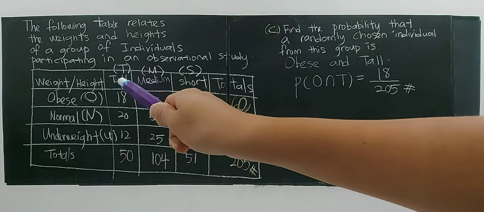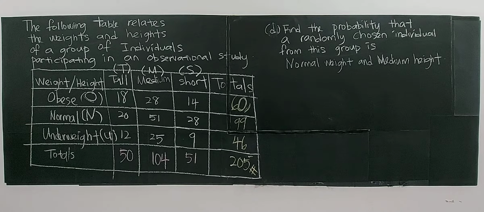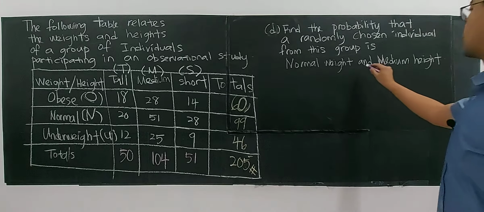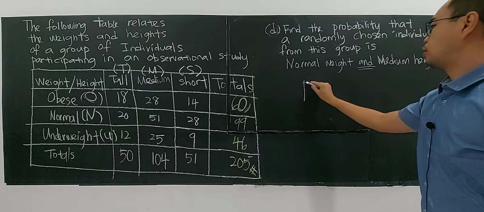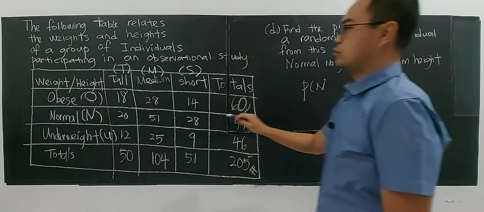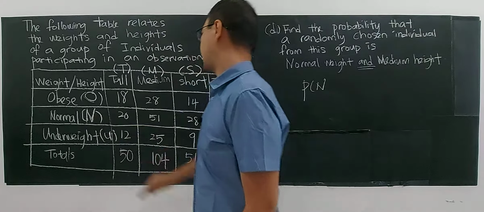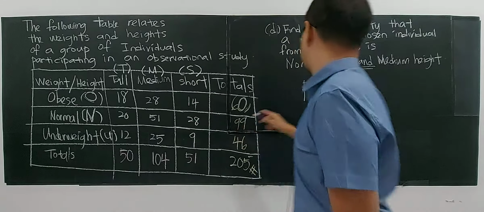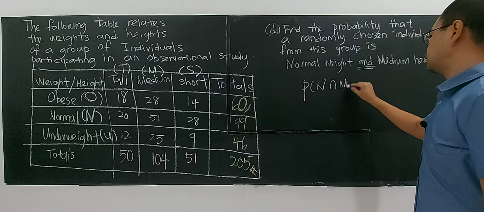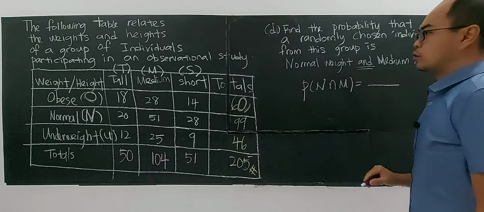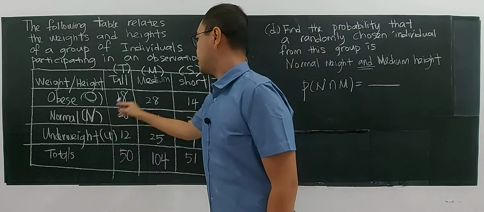Again, I repeat. Find the probability that a randomly chosen individual from this group is normal weight and medium height. They use the word and. Normal weight, I label it as N, and medium height. So, normal weight and medium height.